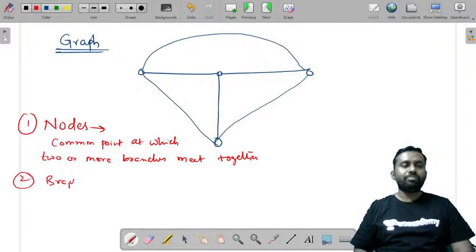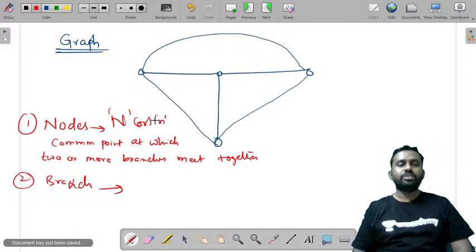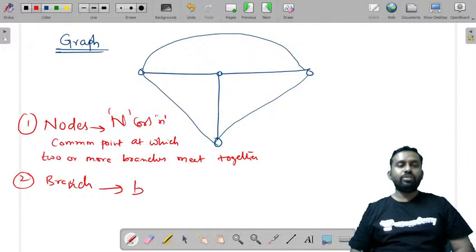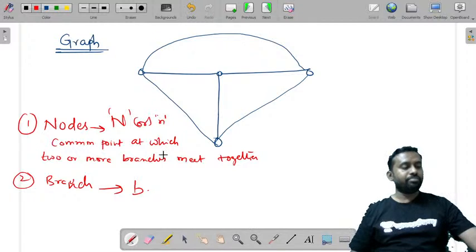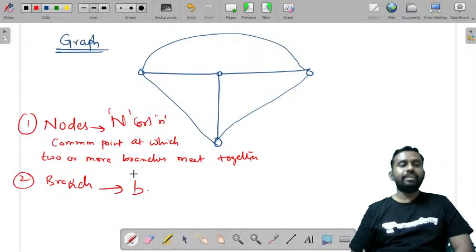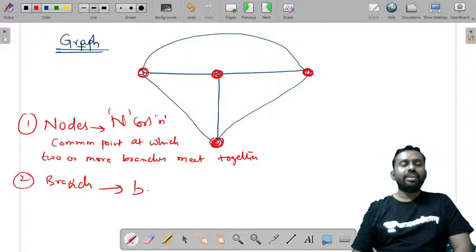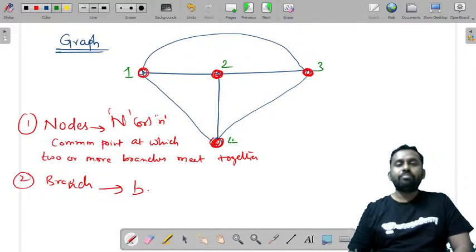Then you have to see what a branch is. You will denote nodes by capital N, or in some textbooks by small n. Branches are denoted by b. Nodes are denoted by n and branches are denoted by b. So these are the nodes and these are the branches. For convenience, I will represent nodes by numbers and branches by letters C, D, E, F.